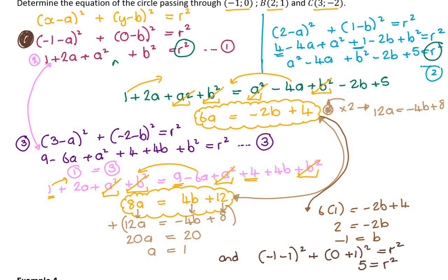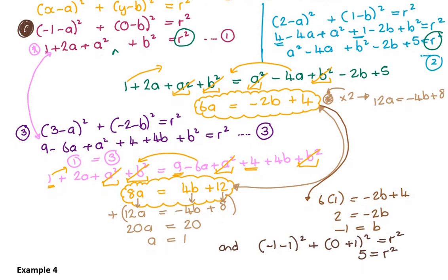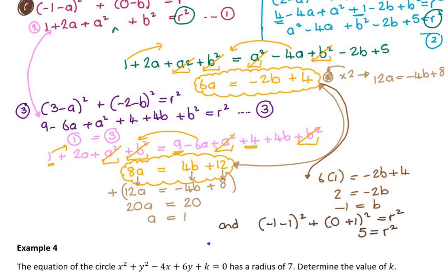So apologies for being quite cramped and all over the place here. But finally, this means I have my equation of my circle. So my circle is x, and a is 1, so it's minus 1 squared. B is negative 1, so it's actually plus 1 squared, and that equals 5.